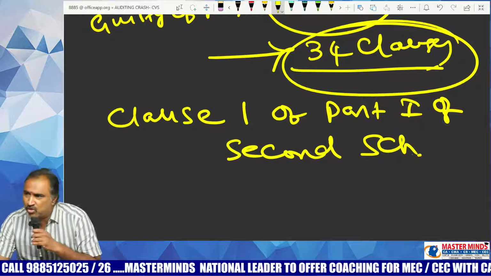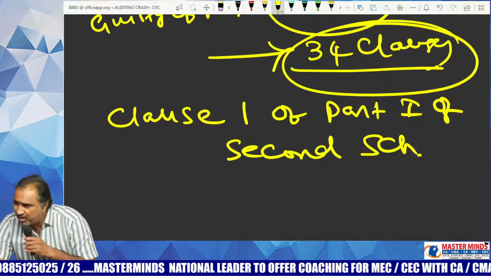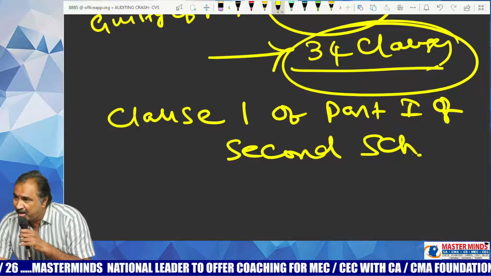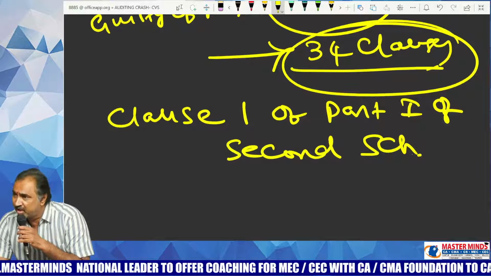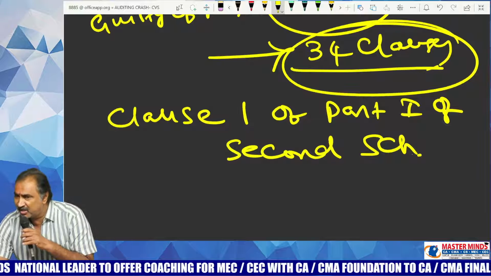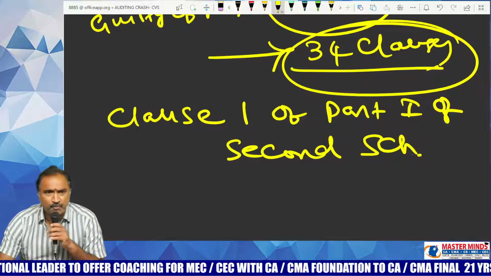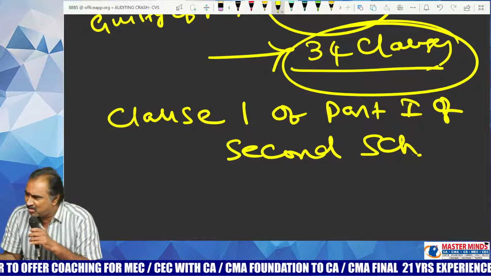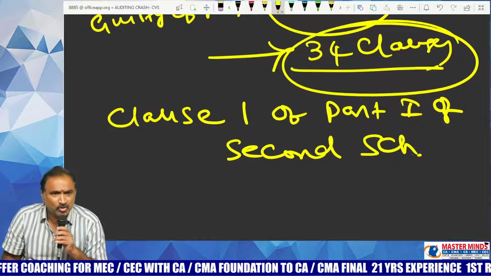In that case, what should the auditor do? You try to get the required information from the client. You try to convince the client, but the client is not getting convinced. The client does not want to provide the required information to the auditor. In that case, if you were the auditor, what will you do? Report the matter to the shareholders. Report the matter. That is the ultimate thing the auditor can do.